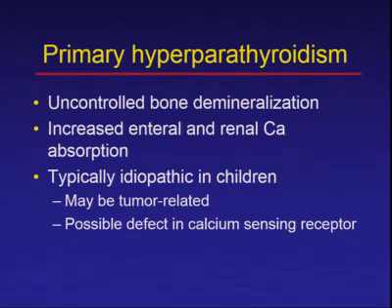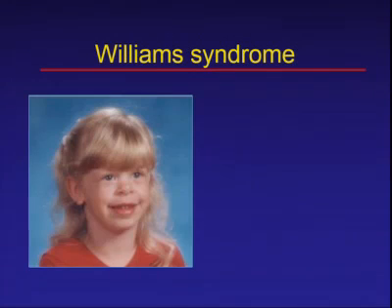Usually in children, this is idiopathic. As I mentioned previously, it can be a tumor effect, which actually stimulates the PTH gland to release PTH excessively. And as I mentioned, you can have a more severe defect. So if you have complete resistance of the calcium sensing receptor, then you will have complete unregulation of PTH release that cannot be suppressed by higher calcium levels.